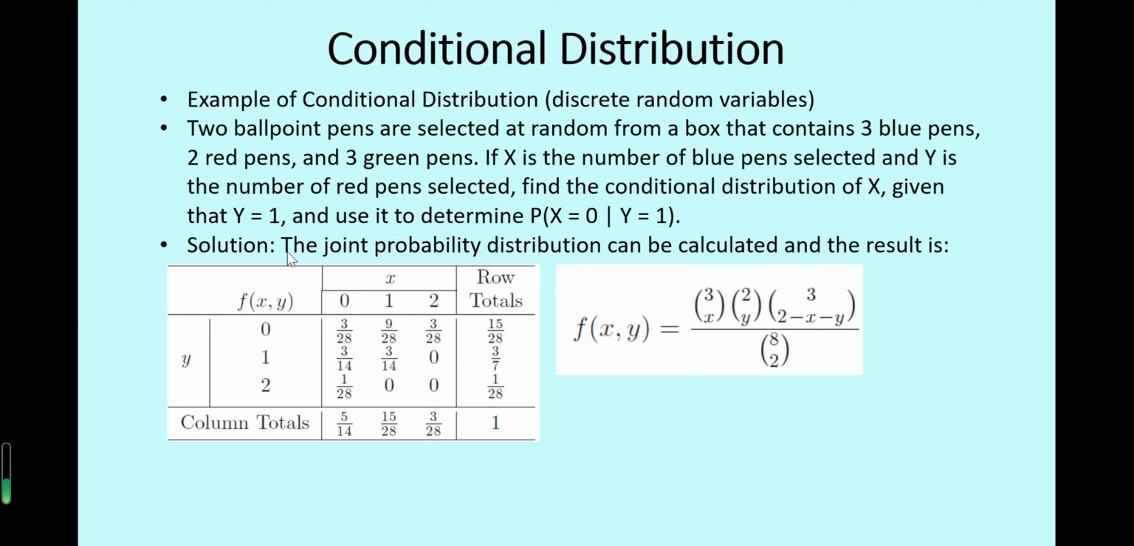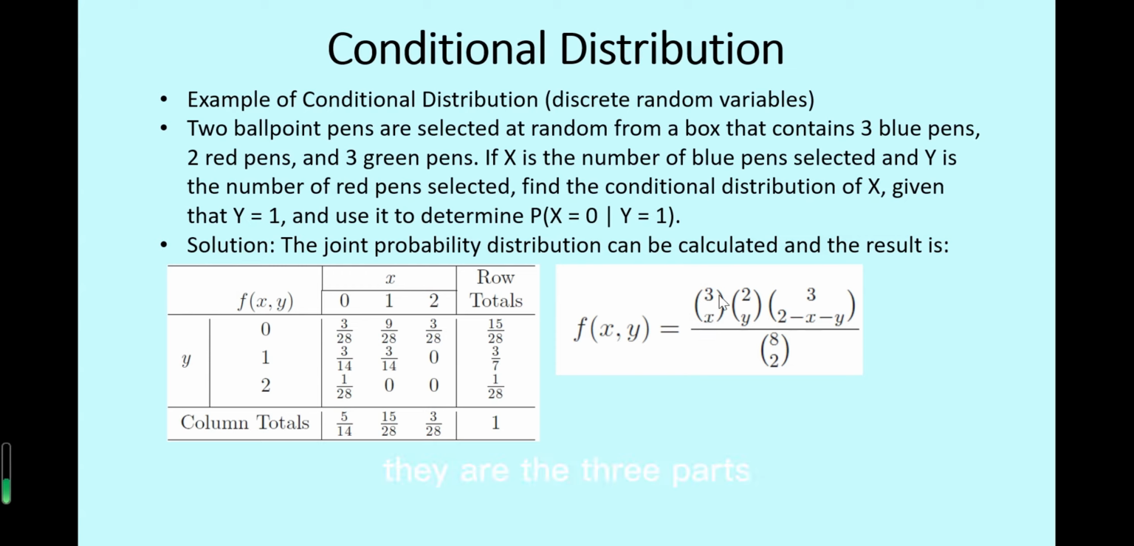The solution is, first we calculate the joint probability distribution for each possible value of x and y. We list this table using the formula f(x,y) equals a division where the denominator is all the combinations of selecting 2 pens from 8 pens, because we have 3 blue pens, 2 red pens, and 3 green pens, so there are 8 pens in total. We select 2, so it is C(8,2).